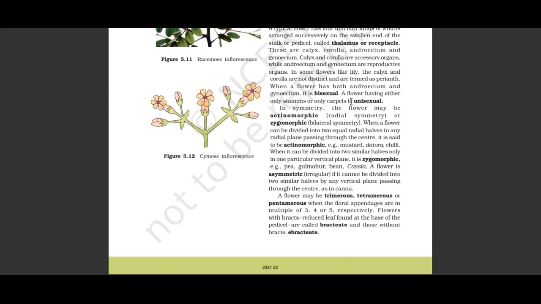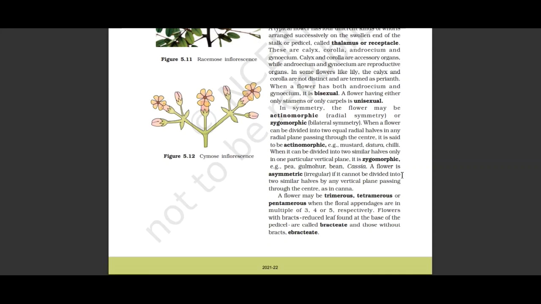In symmetry, the flower may be actinomorphic, radial symmetry, or zygomorphic, bilateral symmetry. When a flower can be divided into two equal radial halves in any radial plane passing through the center, it is said to be actinomorphic. Examples: mustard, datura, chili are actinomorphic. When it can be divided into two similar halves only in one particular vertical plane, it is zygomorphic. Examples are pea, gulmohar, bean are zygomorphic.